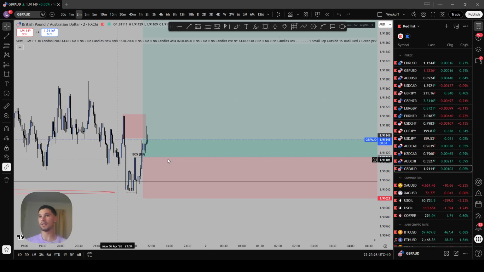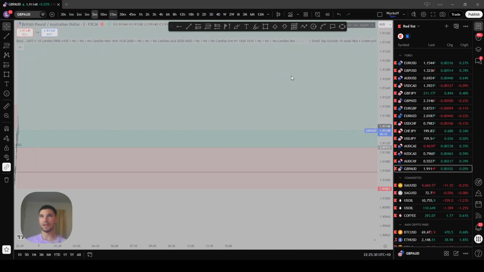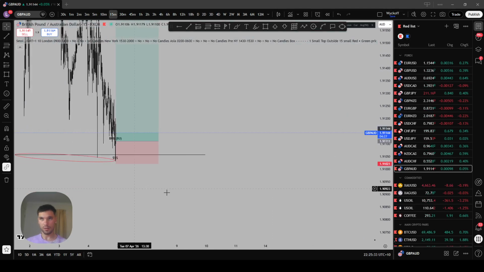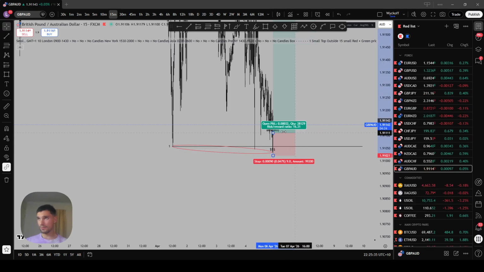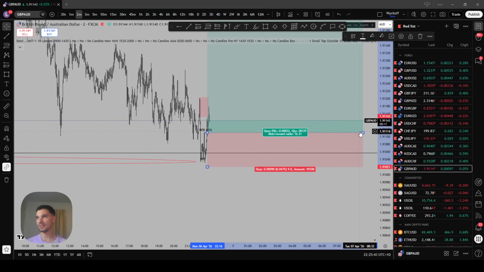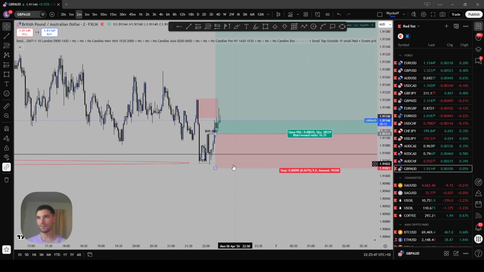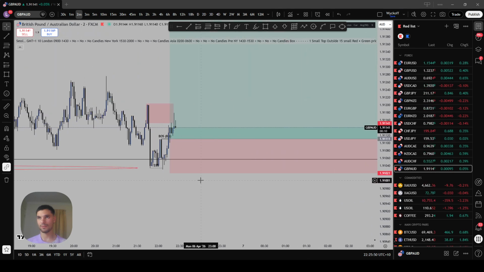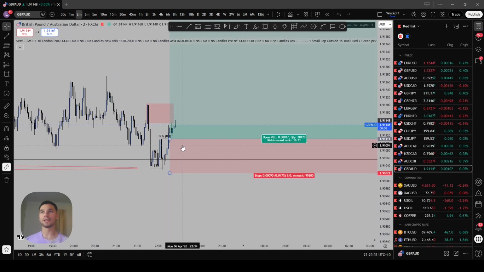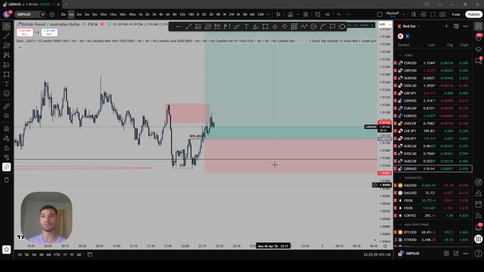Realistically, just to have some skin in the game, I feel like I can have a more refined entry though. That's the only thing. The only thing I don't like is how price hasn't actually left behind any demand that you can bounce off. There is nothing holding price from going lower.